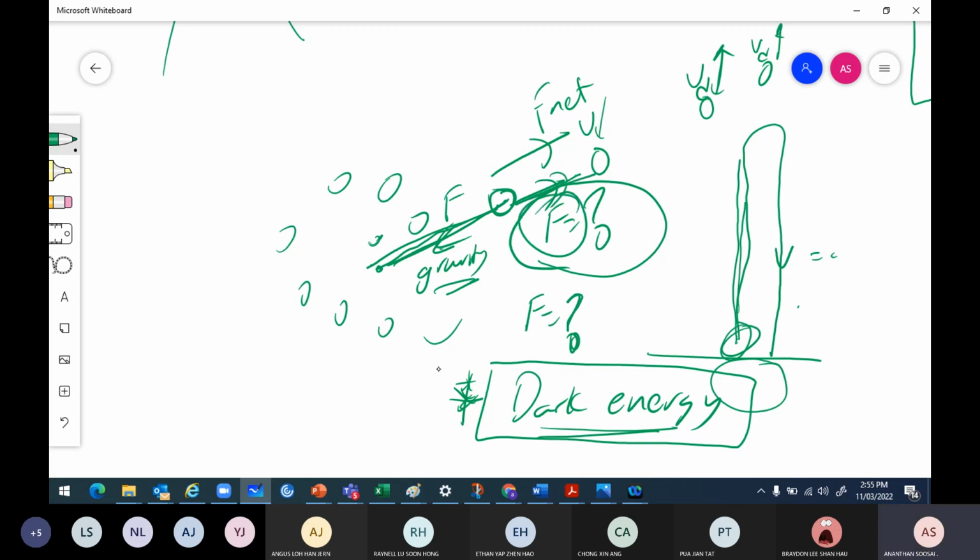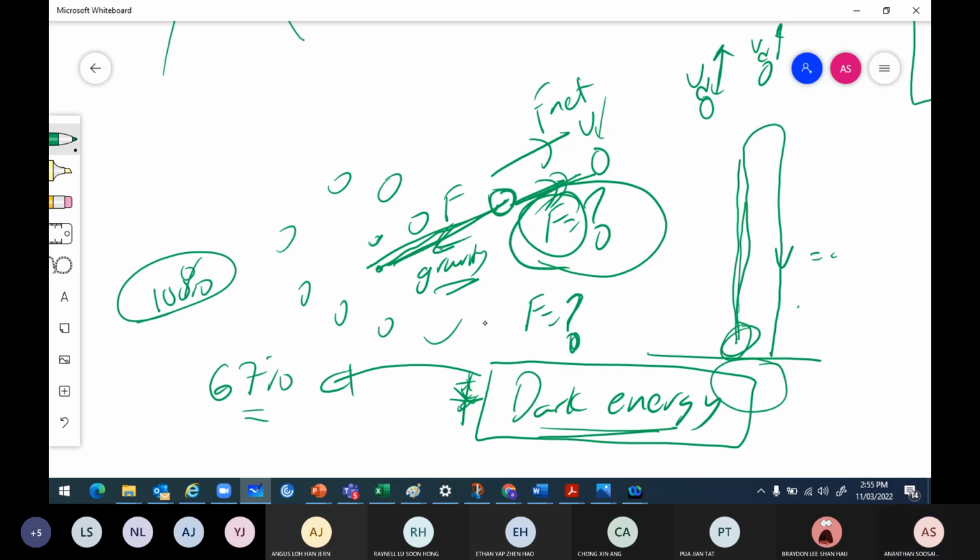Okay, and another stunning piece of information is they said all the mass energy of the universe, 100%, the dark energy consists of 67%. So the dark energy in the universe is about 67%. But humans don't know how to harvest this energy, what causes this energy, and so on.